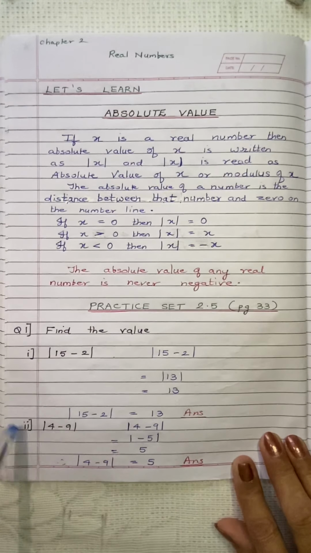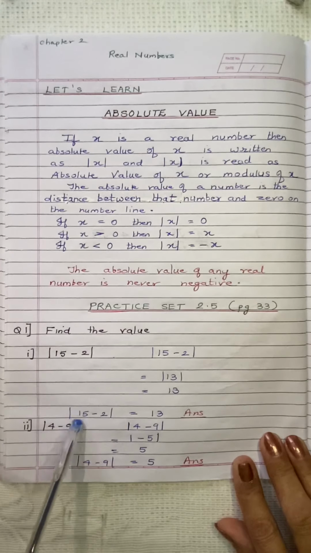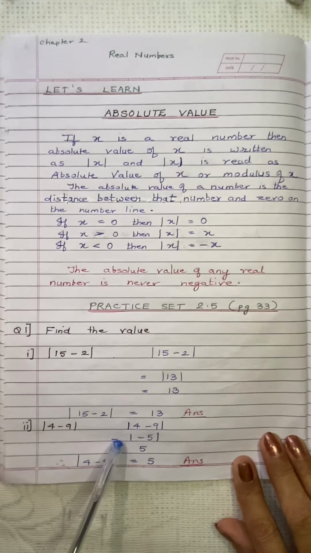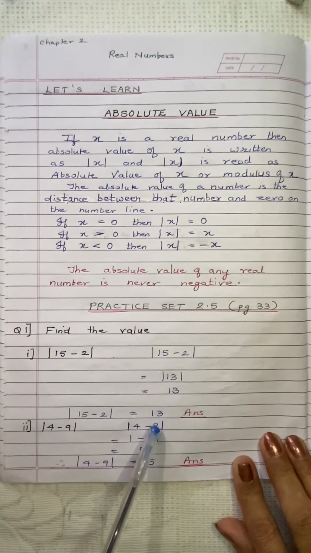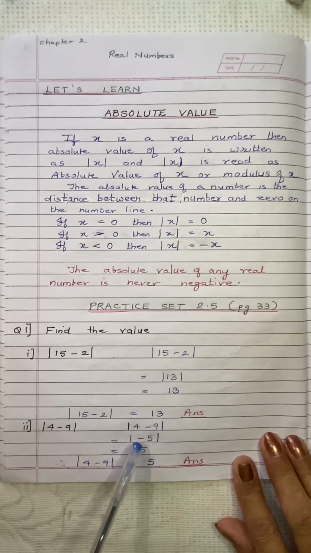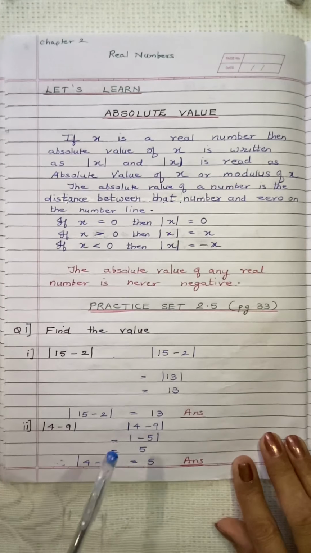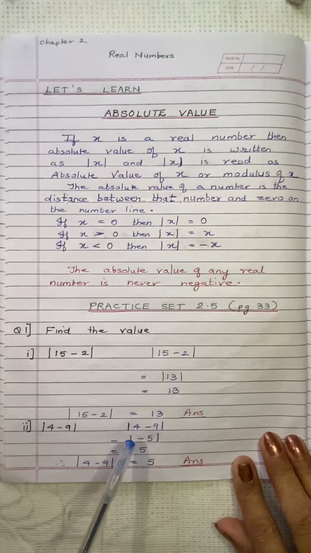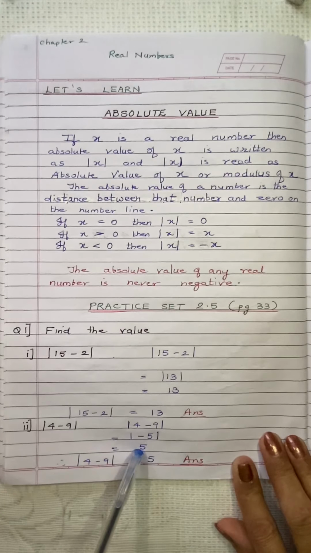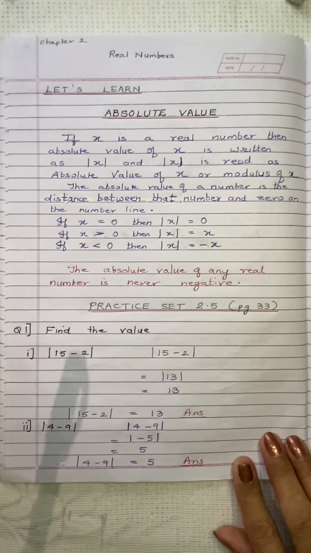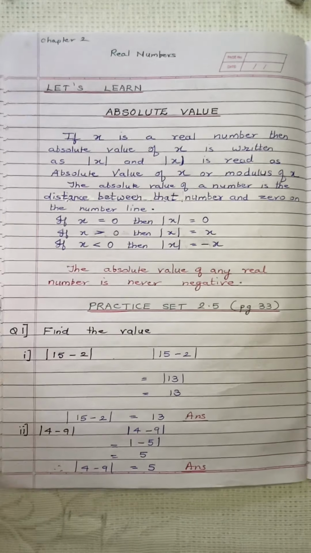Sub question 2, absolute value of 4 minus 9. Now 4 minus 9, negative integers are more, so a negative answer will be there. So absolute value of a negative number is always positive, so 5. Then third sub question.